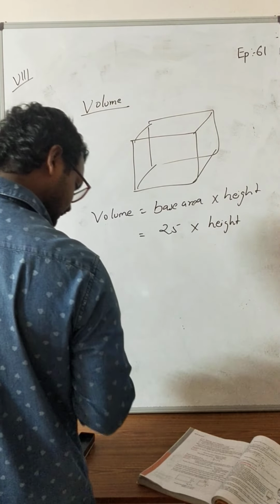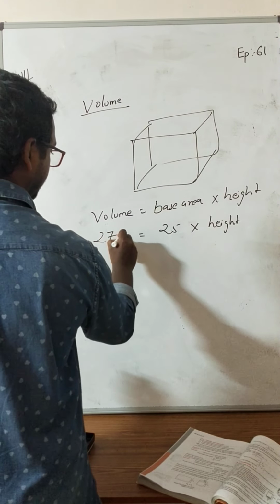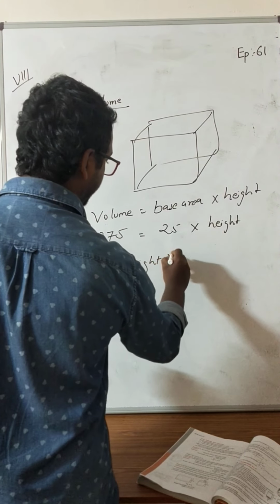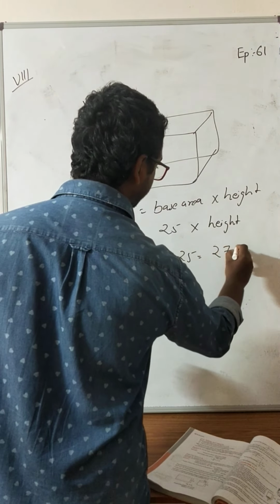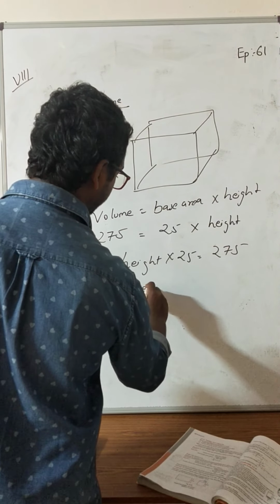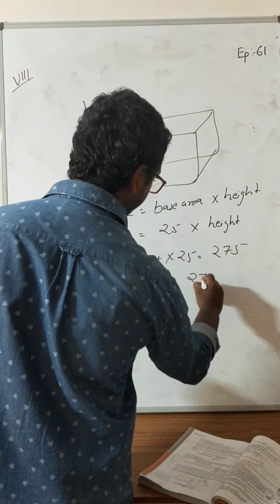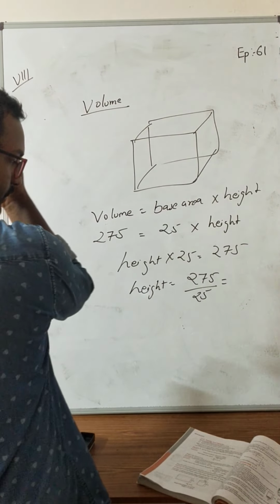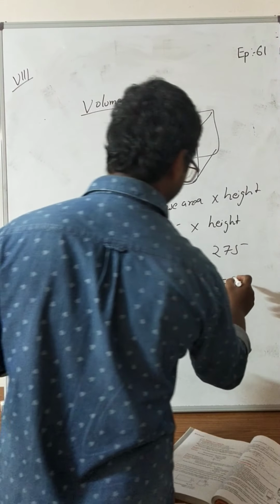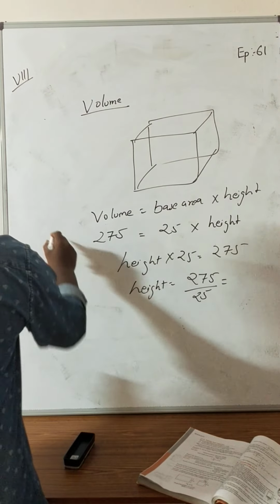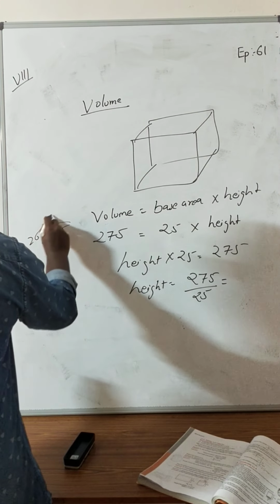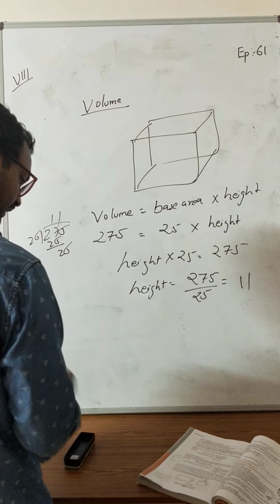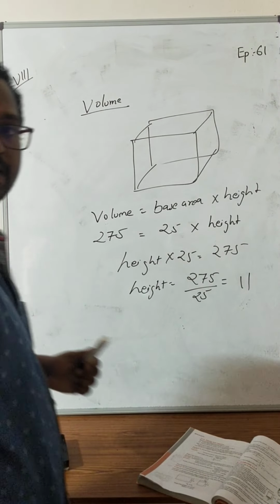and volume is how much? Volume is 275. So height into 25 is equal to 275. Just shifting both sides, height is equal to 275 divided by 25. 25 ones are 25, 25 twos are 50... 25 elevens are 275. So the final answer that we will get is height is 11 centimeter.